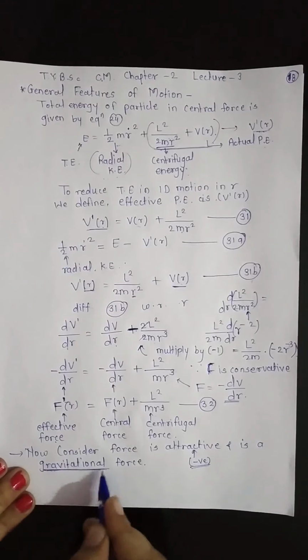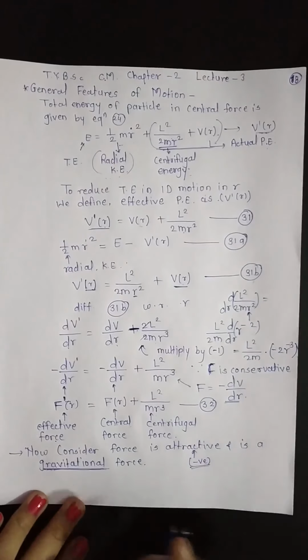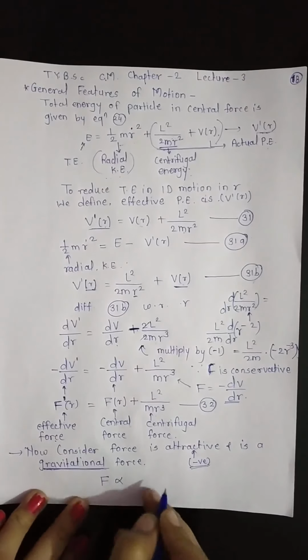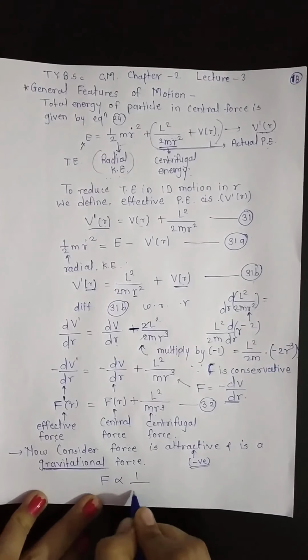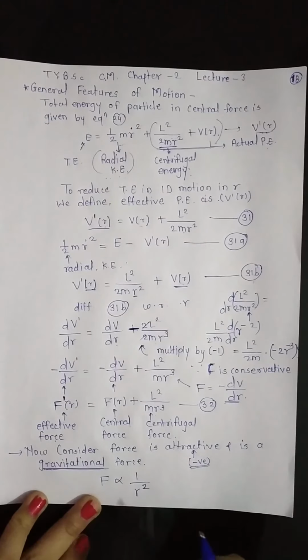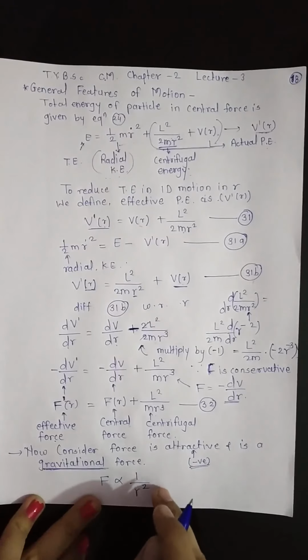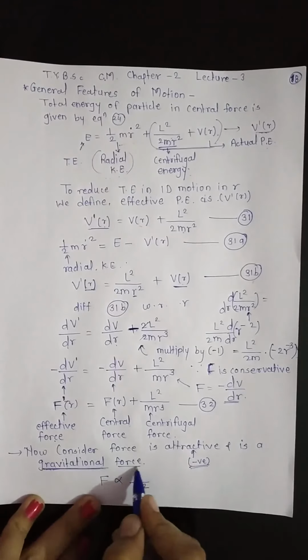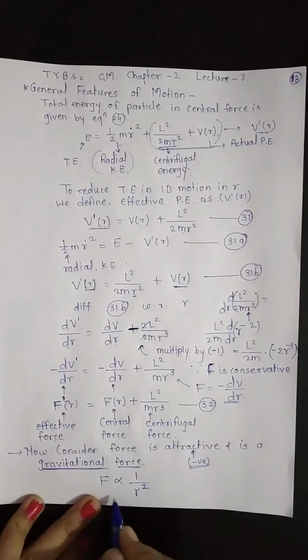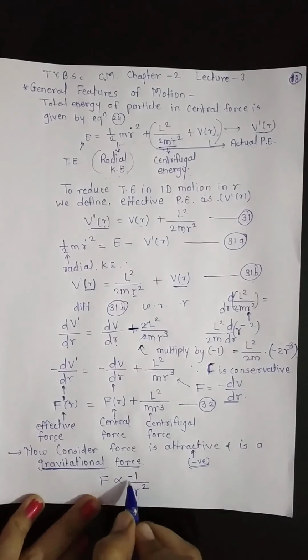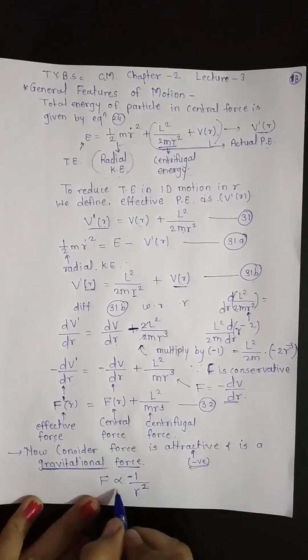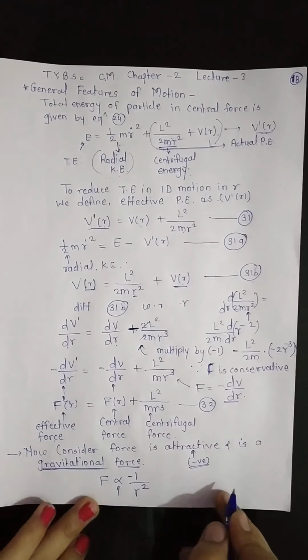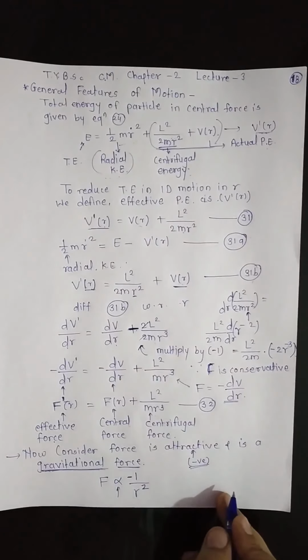So we know the definition of gravitational force. Gravitational force is defined as inversely proportional to the square of the distance. So this is the inverse force law, also called the inverse force law for gravitational force. Since I am considering it as an attractive force, I will get a negative sign here. Now to remove the proportionality, I must take a constant of proportionality which I am going to call K.